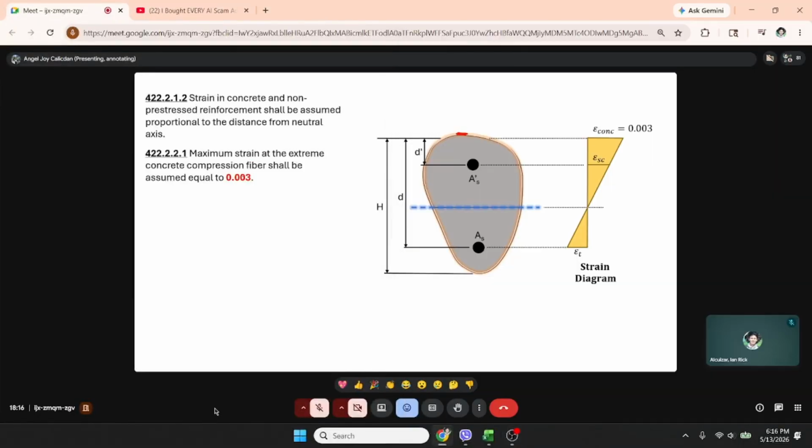So again, the strain in the concrete is 0.003. And tensile strength of concrete shall be neglected in flexural and axial strength calculation. Since for today's topic, we'll tackle flexural strength. So, the tensile strength of concrete is neglected. The tension is below the neutral axis, therefore we neglect that part.